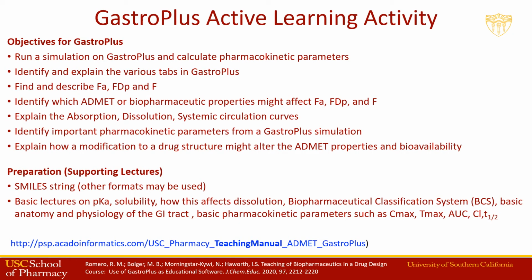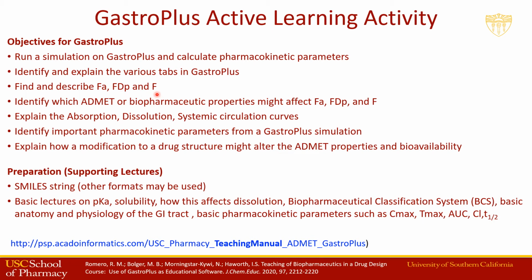GastroPlus active learning activities. Some of the objectives include running a simulation in GastroPlus, so the database simulation, and then running a simulation on their drug molecules to calculate some of the pharmacokinetic parameters. The students need to be able to explain all the tabs in GastroPlus and identify them. They should be able to find the fraction absorbed, the amount of drug in the portal vein and the bioavailability.